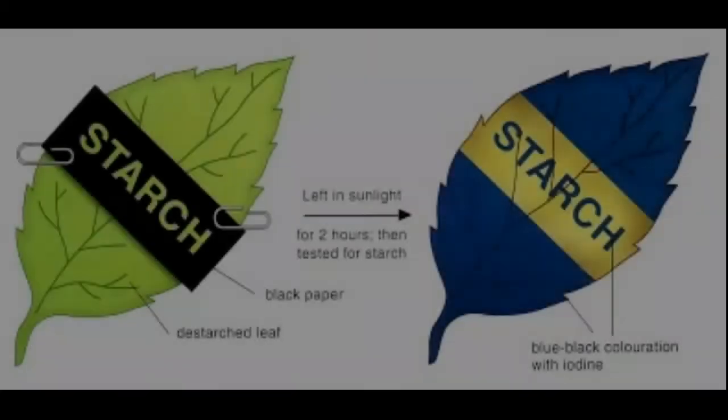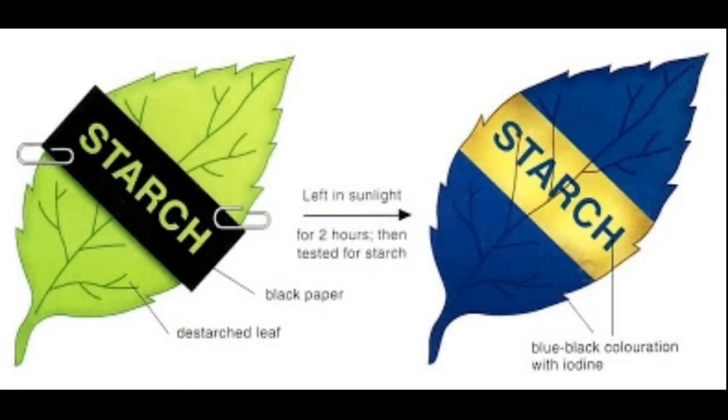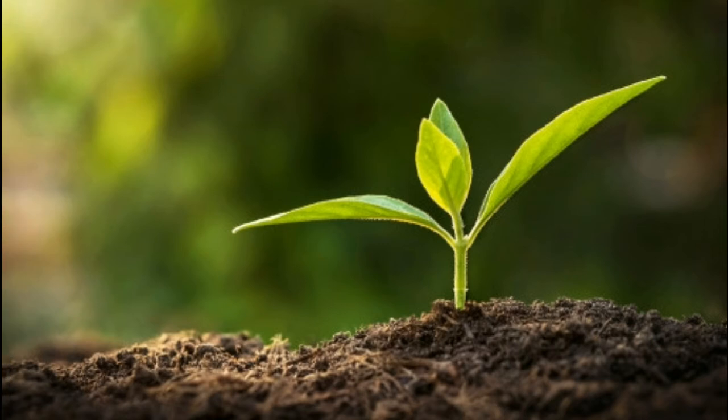After 2 days, these leaves were plucked. Then their green color was removed and they were dipped in iodine solution. The leaves turned black in color. Plants produce sugar first, which is converted to starch and then other compounds as well. But plants need other nutrient elements to do this.